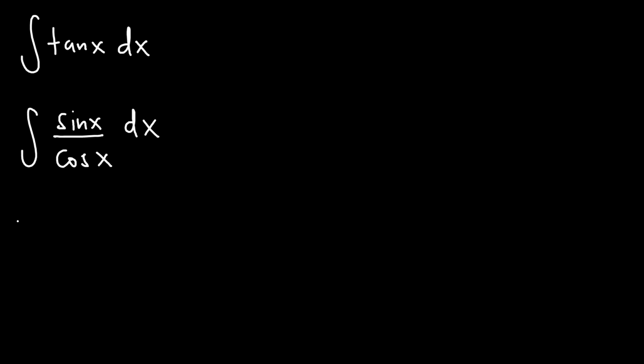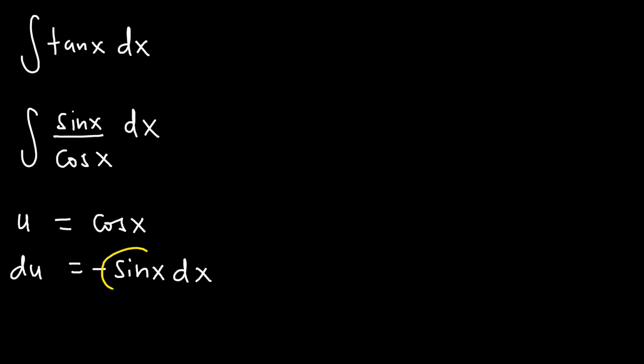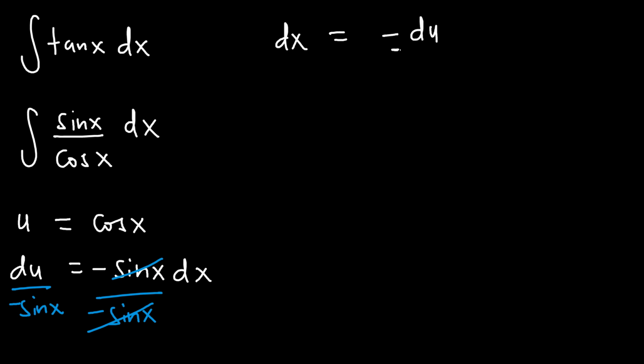And what we need to do is set u to be equal to cosine x. If we do this, du will be equal to, when you differentiate cosine x, you get negative sine x times dx. And this sine x will be able to cancel with this. So if we divide through by negative sine x, this will cancel with that. And so we shall have dx equaling to negative du divided by sine x.